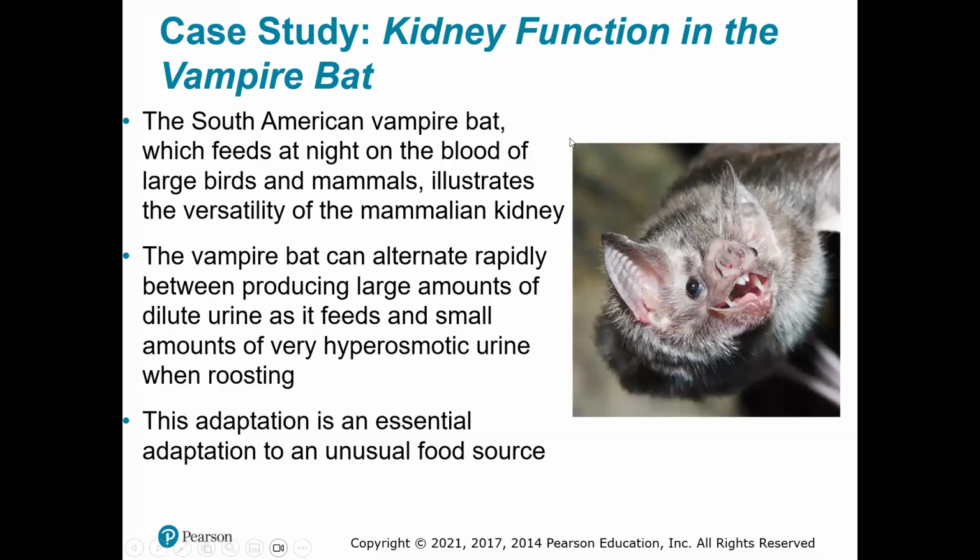Now, the vampire bat, this is kind of cool. A vampire bat actually does suck blood, but it doesn't go and chomp into your neck and suck like a literal vampire. Basically, it scrapes the neck and then it drinks a little bit of blood from the scrape. So basically, what it does is that it alternates between producing dilute urine and concentrated urine. Okay, because it can feed on blood, and that can change the concentration of its urine.